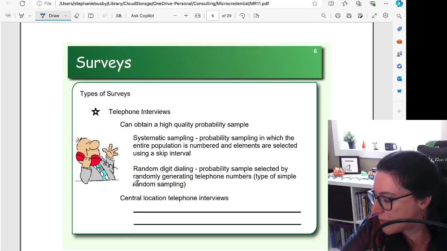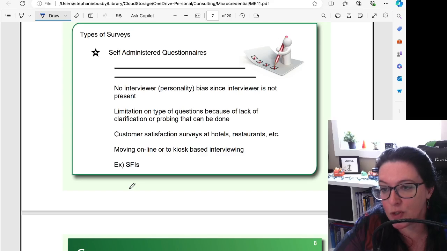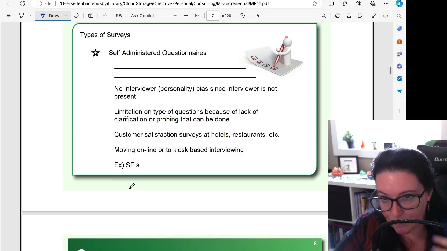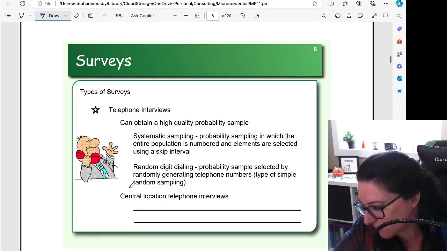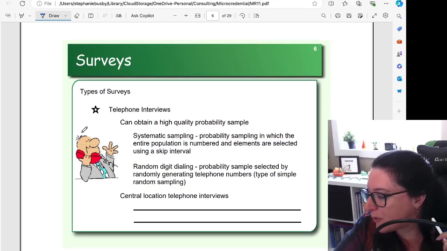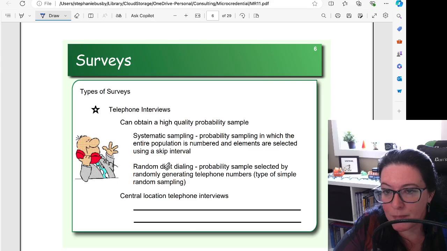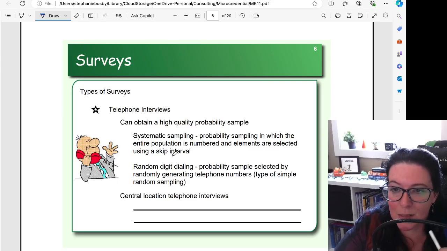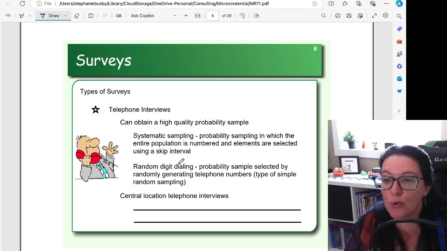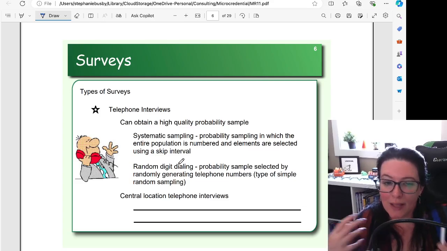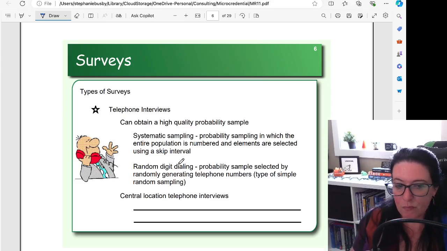One of the benefits of the self-administered questionnaire is that you don't have that interviewer or personality bias because we remove the interviewer from the process. All right, talking about telephone interviews, because of random digit dialing and systematic sampling, where we can make sure that people are truly selected at random, then you can get a high quality sample.